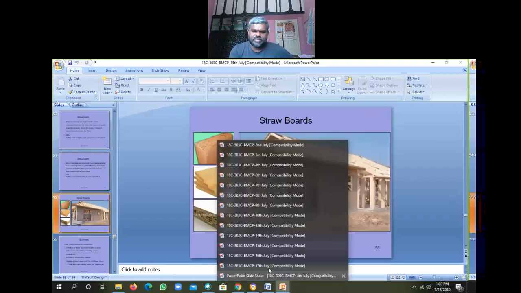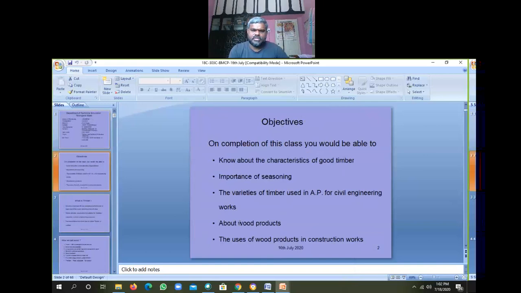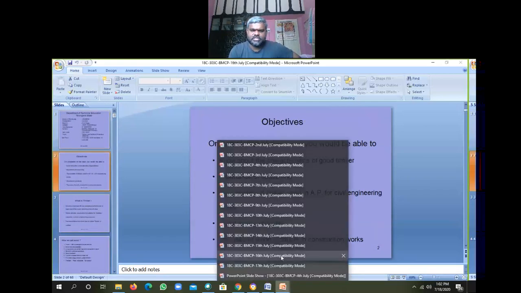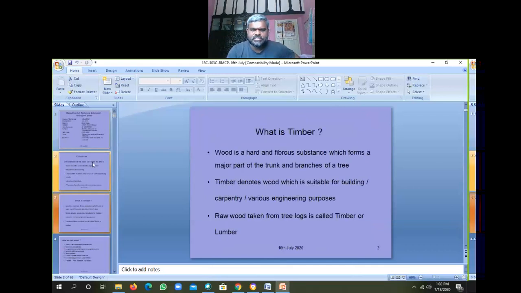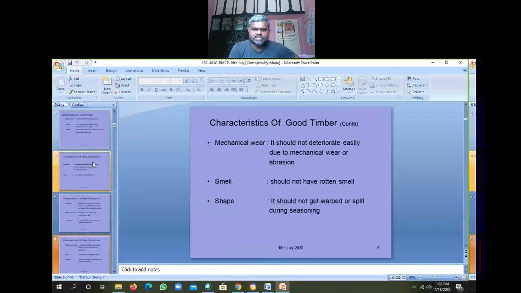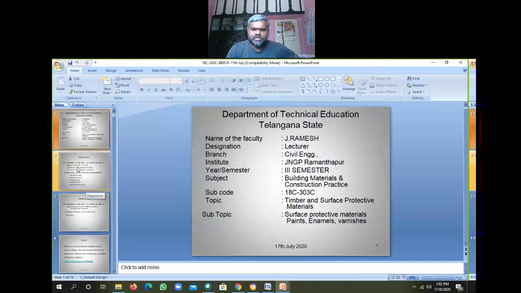Next we entered into, sorry, the 15th, seasoning of wood. Next, seasoning of wood we have seen. Next, the 16th, we have seen the importance of seasoning of timber. What are the good characteristics of timber? Next we have seen in the last class.